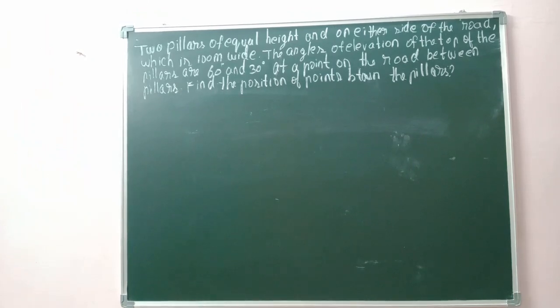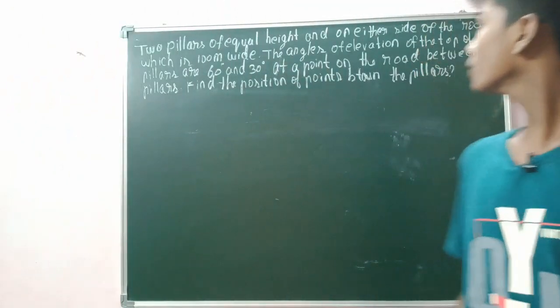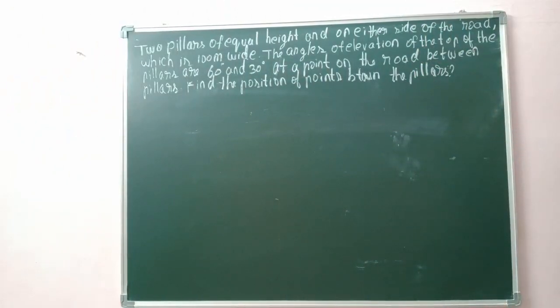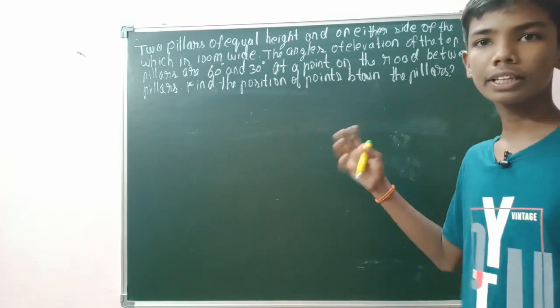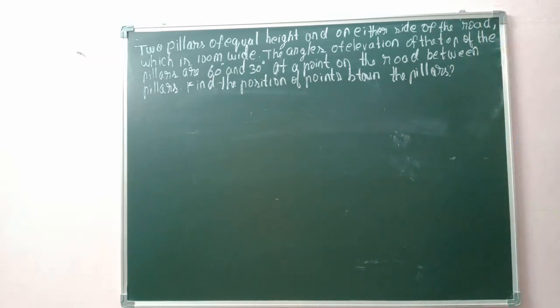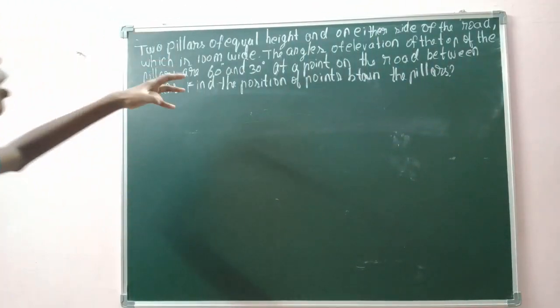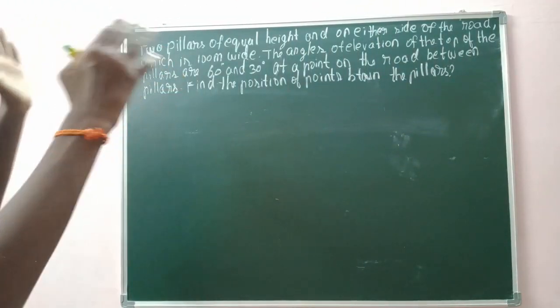Our next question is, two pillars of equal height are on either side of the road, which is 100 meter wide. The angles of elevation of the top of the pillars are 60 degree and 30 degree at a point on the road between the pillars. Find the position of the point between the pillars. Guys, even though my handwriting looks a little bad, just adjust and understand what is given in the question. So it is given that two pillars of equal height are on either side of the road.